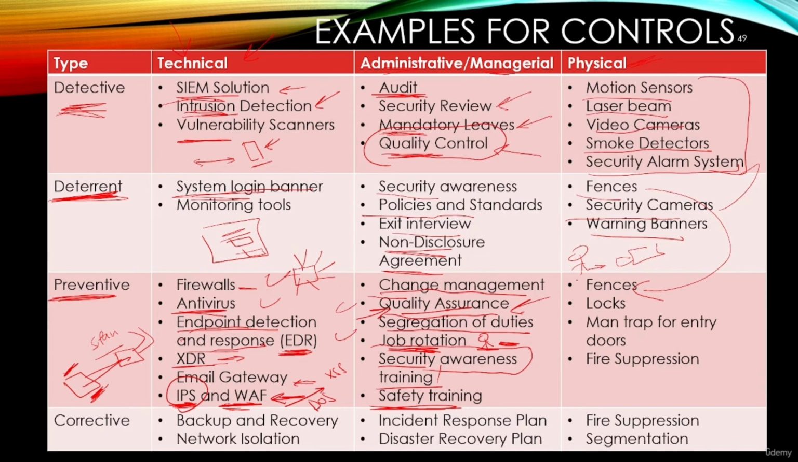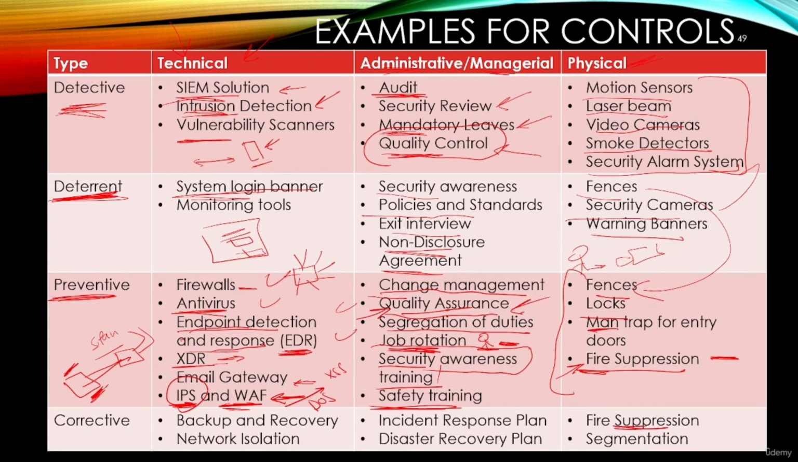Regarding physical preventive security controls, any physical security controls such as fences, locks, and fire suppression systems are all preventive controls. But pay attention that a fire suppression system, if used before the incident, will be preventive. But if it is used after the fire broke out, in this case it will be corrective. I hope you understand what I mean here.